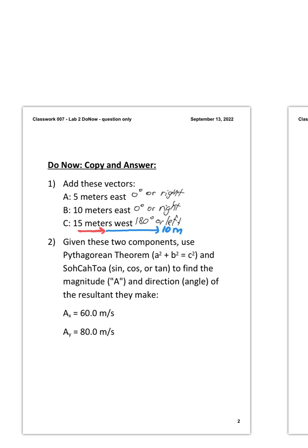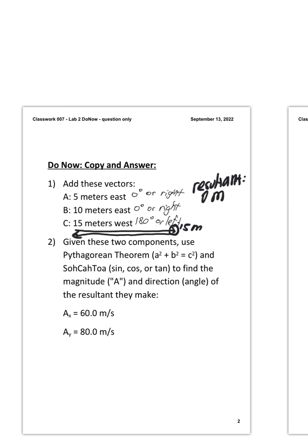But anyway, I have 5 meters to the east and then another 10 meters to the east. All together, that gets me 15 meters to the east. But then we have a third vector, and it says 15 meters to the west. So if I start from the end of that vector and go 15 meters to the west, where do I wind up but nothing? I'd start right back where I started. And so I have a resultant of 0 meters.